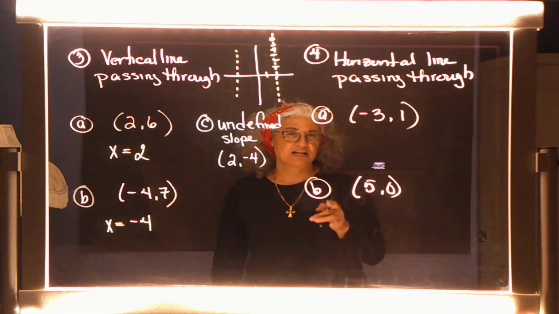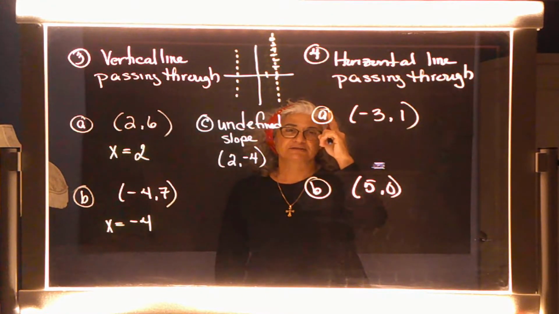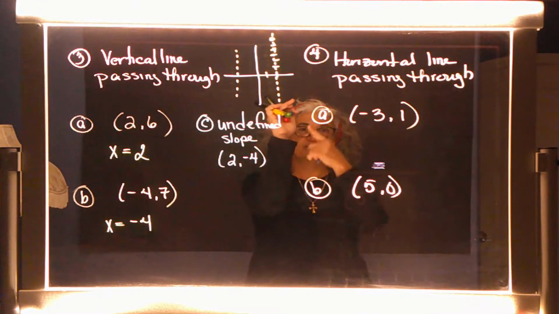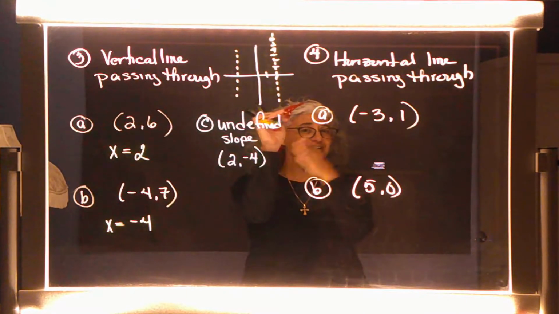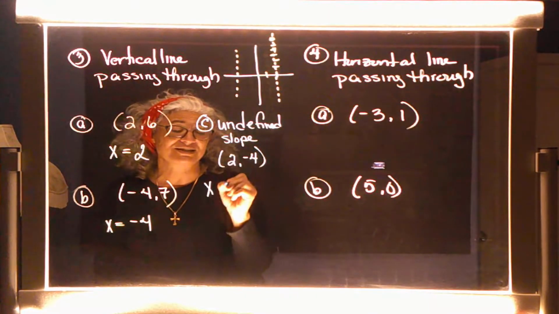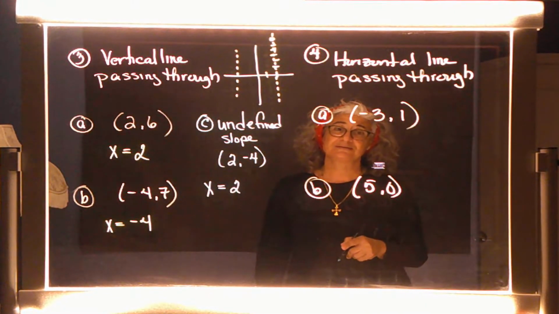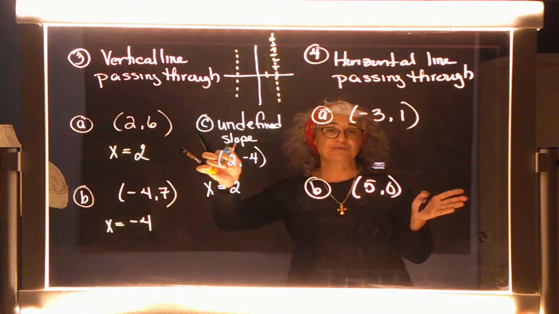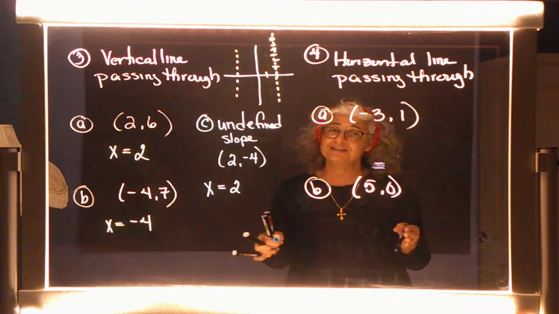What does it mean to have an undefined slope? Yeah, you're trying to drive up the side of a building. So if they say an undefined slope, that means you actually have what kind of line if you're trying to drive up the side of a building? Yeah, that means you got a vertical line. And vertical lines start with what variable? Yep, x. So for this letter C, x would have to equal 2. You with me? Vertical lines have an undefined slope. So if they say, hey, find me an equation with an undefined slope, that means you got a vertical line.